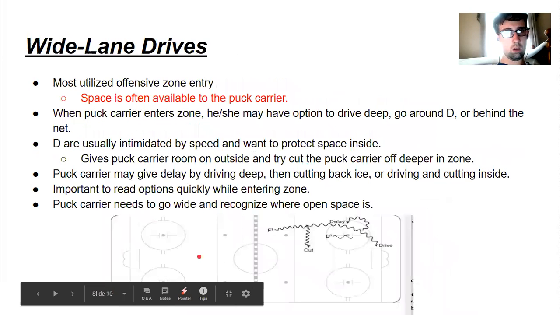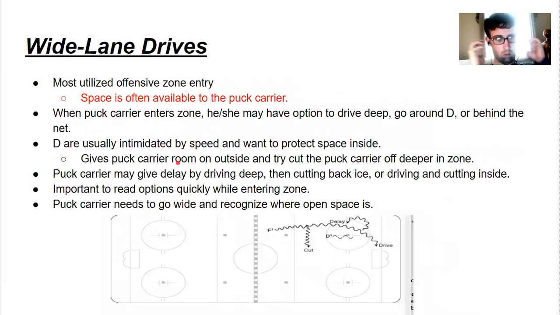Wide lane drives. Most utilized offensive zone entry. Space is often available to the puck carrier. When the puck carrier enters the zone, he or she may have the option to drive deep, go around D, defensive men, or defense, or behind the net. Defense are usually intimidated by speed and want to protect space inside. Gives puck carrier room on outside and they try to cut the puck carrier off deeper in the zone.